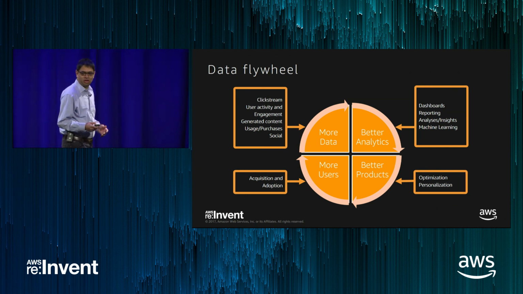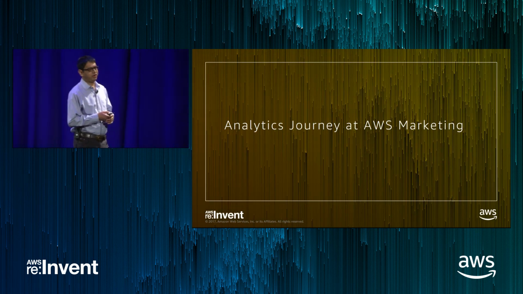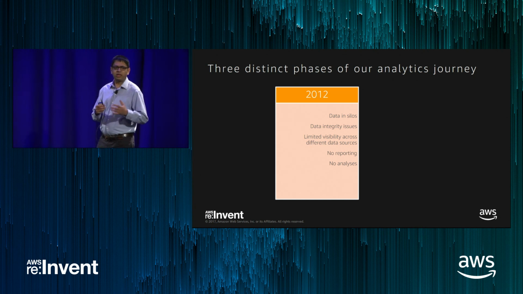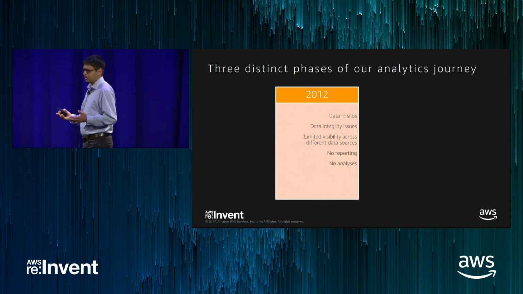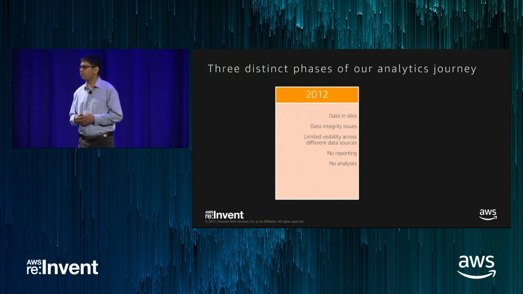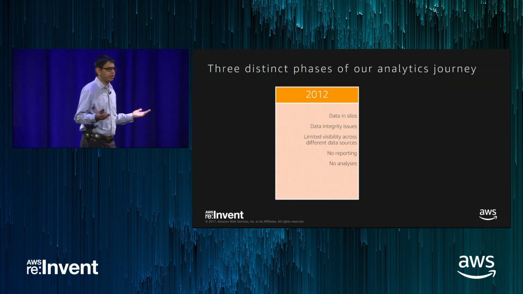So without further delay, I want to move on to the journey that we have had in the marketing analytics team at AWS Marketing. I like to break that into 3 distinct stages. The first stage was in 2012. And some of you might wonder why 2012, versus AWS has been around for over a decade now.